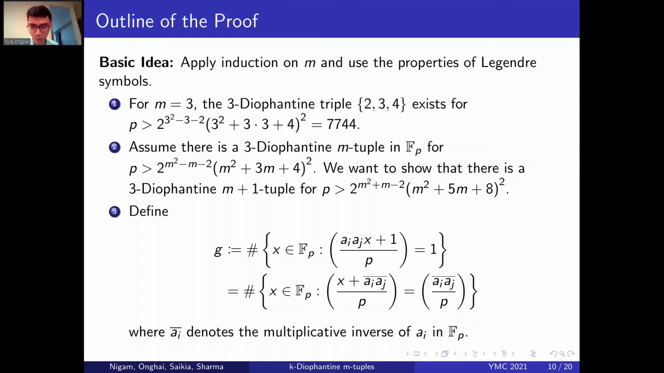In the proof, it's helpful to define this G, which is the number of elements x of Fp where (a_i a_j x + 1 over p) equals 1. And a_i and a_j are just some elements of the 3-Diophantine m-tuple we assumed. Using the multiplicative inverse of a_i and the multiplicative nature of the Legendre symbol, we have this equivalent definition here.